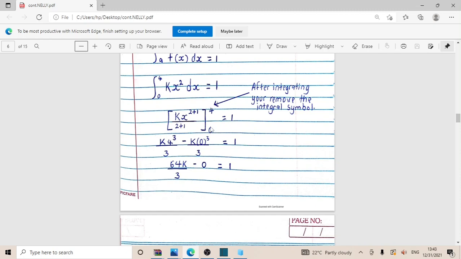After doing that, I substitute in. I start with my upper limit, always start with the upper limit. The upper limit enters here, and the lower limit enters here, which I have done. So I get k times 4 to the power 3, divided by 3, minus k times the lower limit 0 to the power 3, divided by 3. This whole thing will give me 0. When I say 4 to the power 3, it will give me 64. So 64 times k, divided by 3, minus 0, is equal to 1.